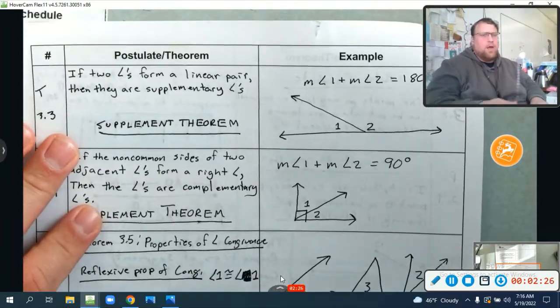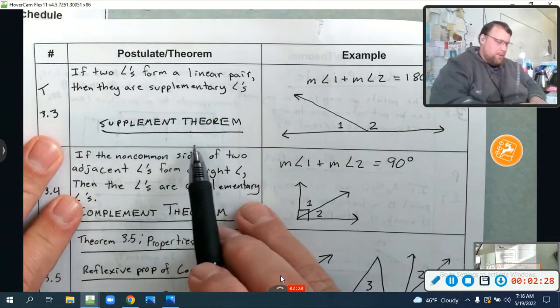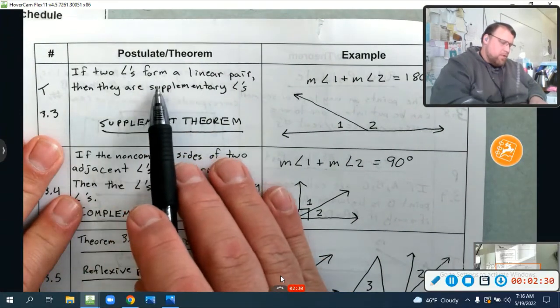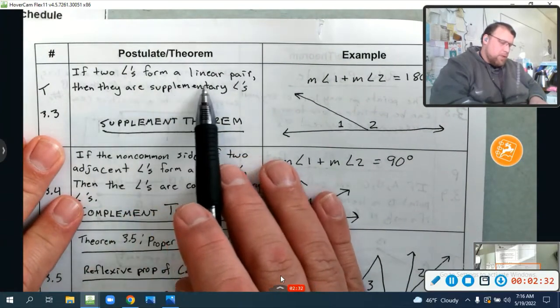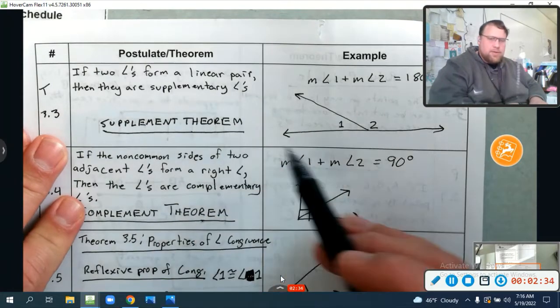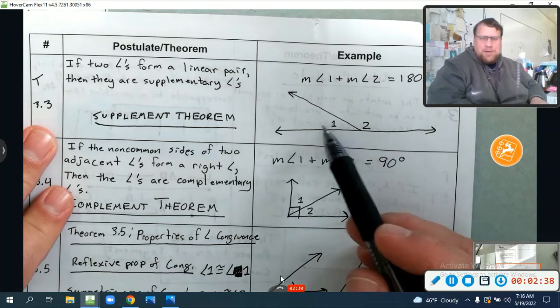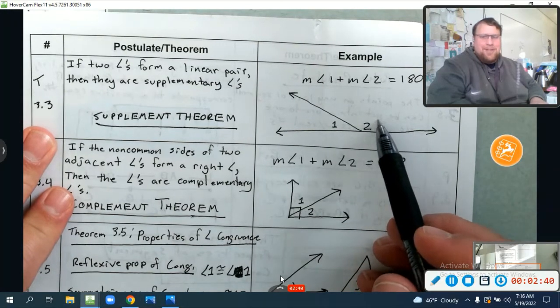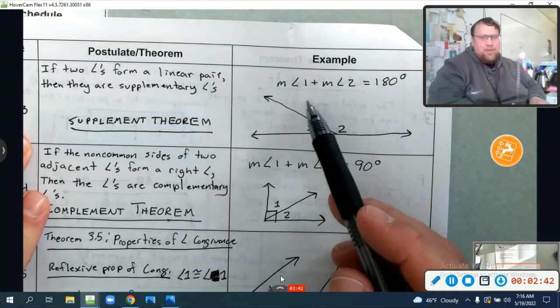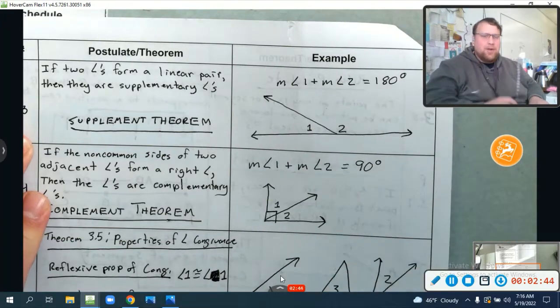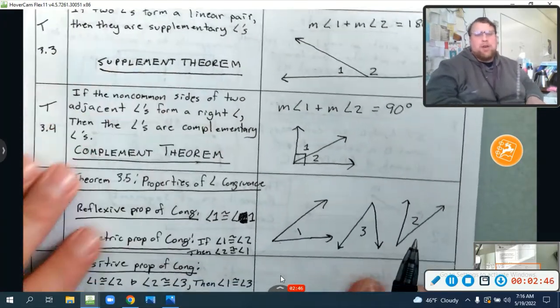Okay, let's start right here. Now we have the supplement theorem. This says if 2 angles form a linear pair, then they are supplementary angles. So that makes sense, right? If they're a linear pair, they form a line, which means they add to 180 degrees. Therefore, they're supplementary. Measure of angle 1 plus measure of angle 2 equals 180 degrees. That's easy, but we made a theorem out of it, so you can use it.